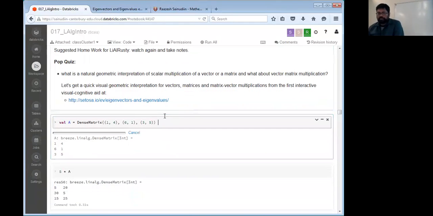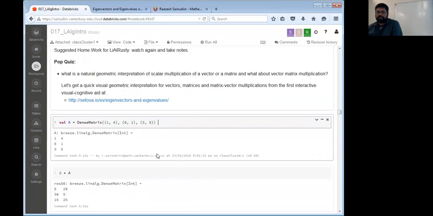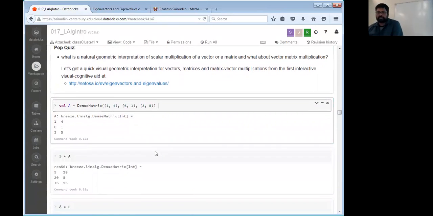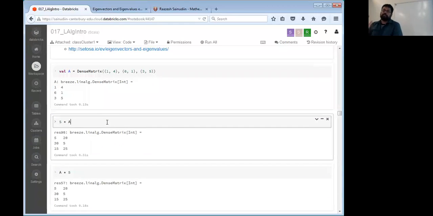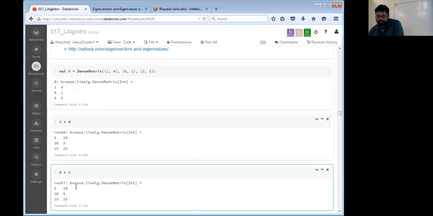So now let's look at matrix A to be this dense matrix, 1, 4, 6, 1, 3, 5. And we're just stretching each column of A. So this will be 1, 6, 3 will be 1, 6, and 3. And then I stretch it by 5, so that's 5 times A. And A times 5 is the same. This is commutative. Okay.